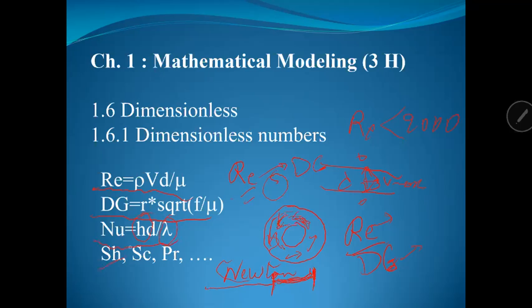We have Sherwood for the mass transfer, Schmidt for the mass transfer, Prandtl for the heat transfer also, and we have Peclet number, we have Grashof number for the natural convection, we have Rayleigh number, which is Grashof times Prandtl, the thermal Rayleigh number, and Grashof times Schmidt for the mass Rayleigh number. Okay? Deal.